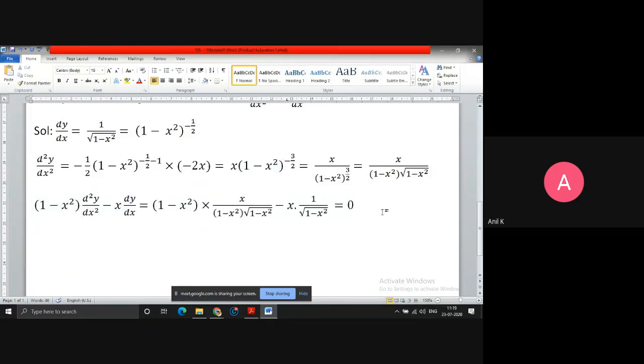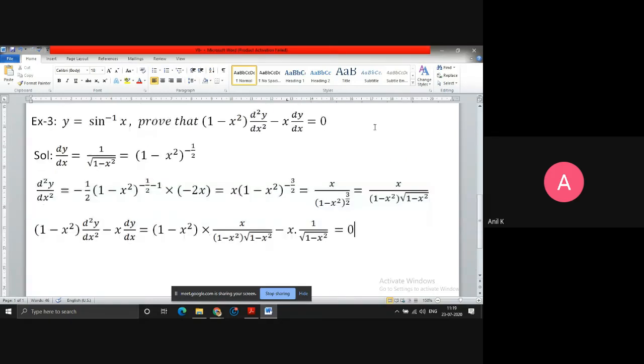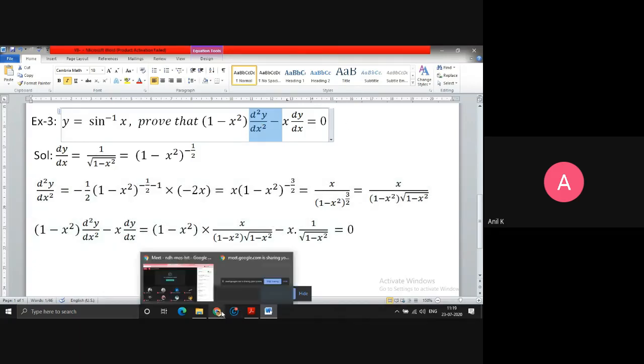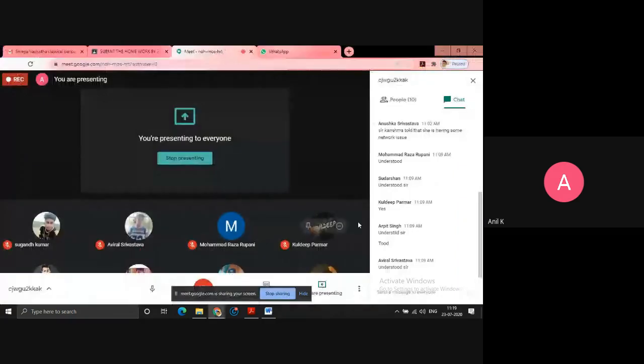In all such types of questions, they ask you to prove that this equals 0 or equals some answer. You just have to find dy by dx and d square y by dx square, and substitute in the LHS, then you will get the respective RHS answer. Is this one understood?